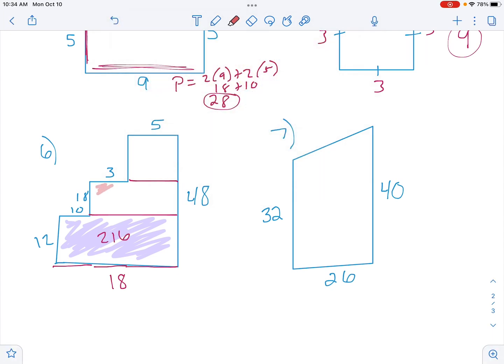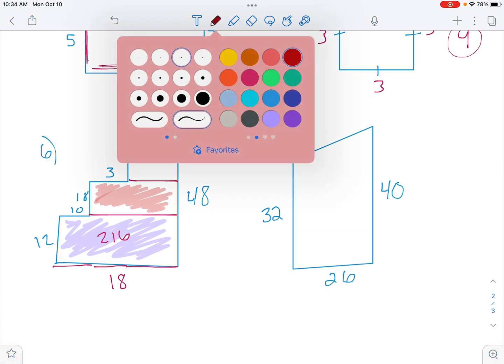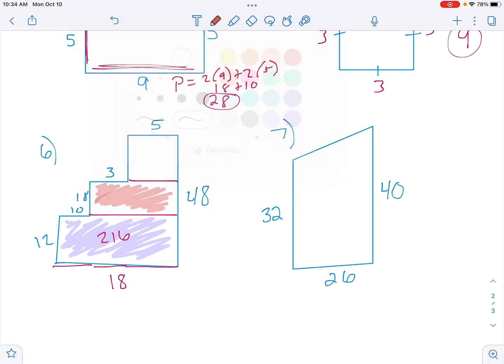Now I'm going to find this middle part. So that middle part, what do we have? I don't have my base again, but I do have, this would be 5, this guy's 3, so really my base is 8. So now I have 8 times this guy right here, the height is 18, so I'm going to do 8 times 18 for that middle piece, which is 144.